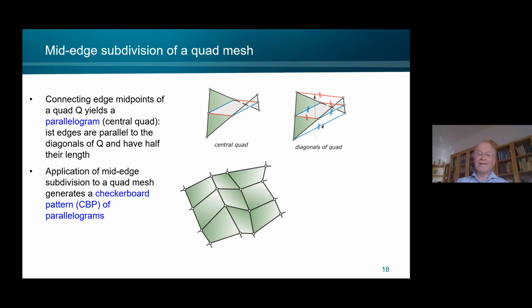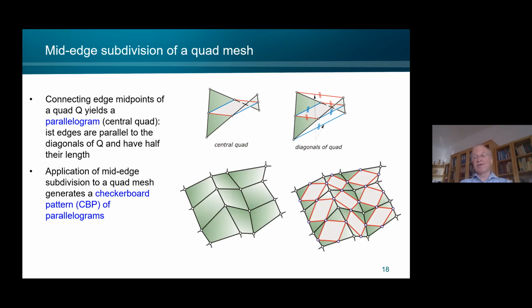Now, if we apply this to a quad mesh, we get a checkerboard pattern of parallelograms. In particular, if we want a checkerboard pattern of rectangles, we need to make sure that in the original quad mesh, in each face, the diagonals are orthogonal.